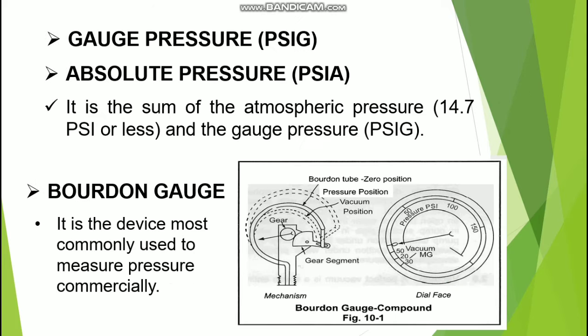Then gauge pressure, so sige naman tag dungog ani. Gigamit ni kasagaran sa mga problems pud nga atong gipang-solve. Then absolute pressure, it is the sum of the atmospheric pressure and the gauge pressure. So P-abs equals P-atm plus P-gauge, plus or minus P-gauge. Then Bourdon gauge, it is the device most commonly used to measure pressure commercially. So mao ni siya ang Bourdon gauge.